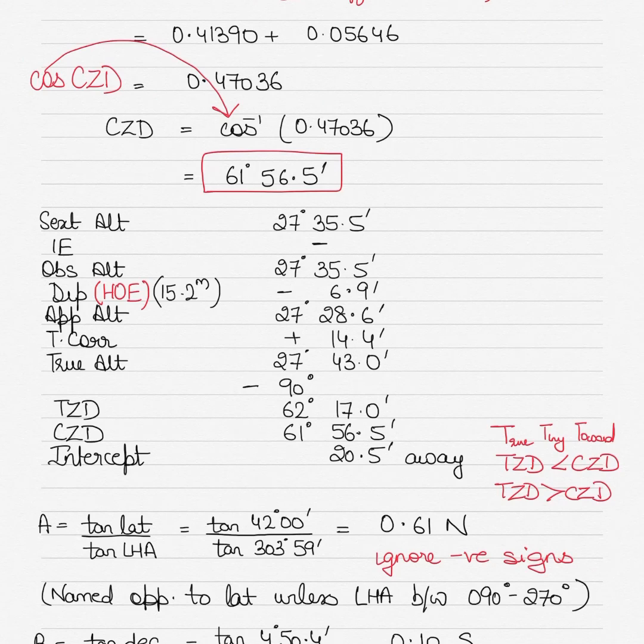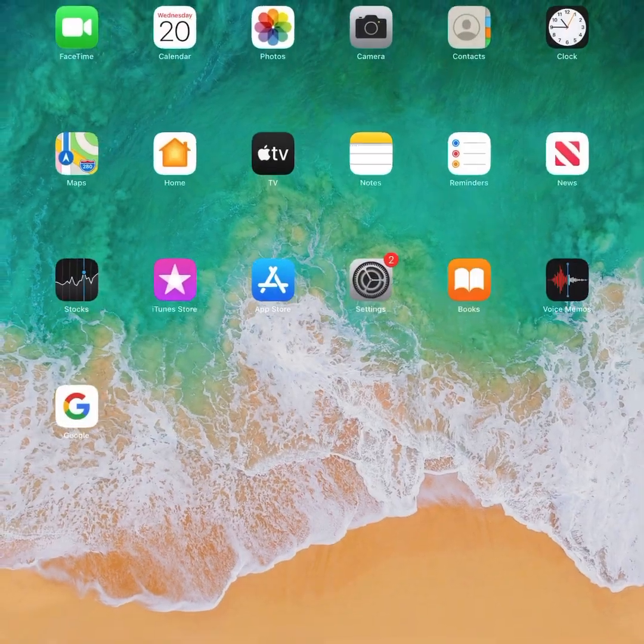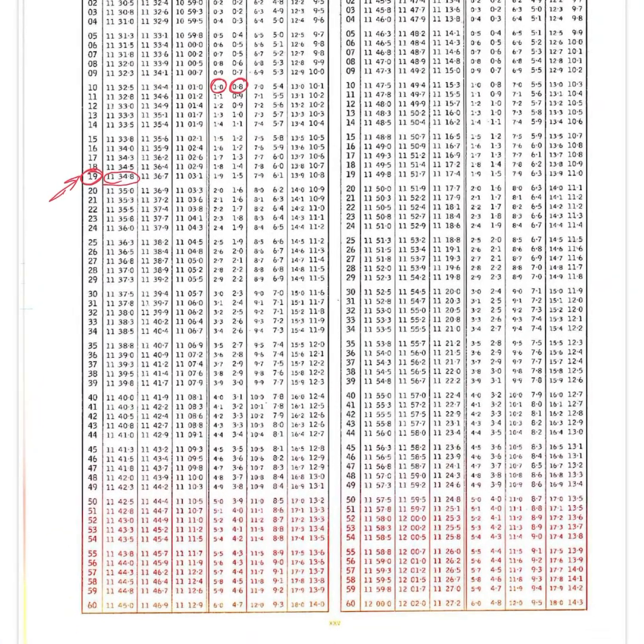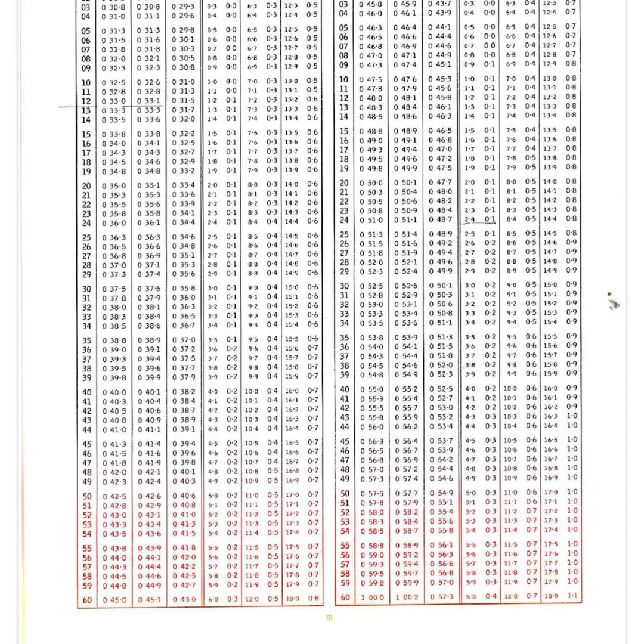Then we find out the true zenith distance. We use the sextant altitude given to us in the question as 27 degrees 35.5 minutes. The index error is nil, so it's insignificant. I get my observed altitude as the same as sextant altitude. Then I find out my dip correction for the height of eye of 15.2 meters. So I will be going into the nautical almanac again. For 15.2 meters, I have to go into the height of eye tables.